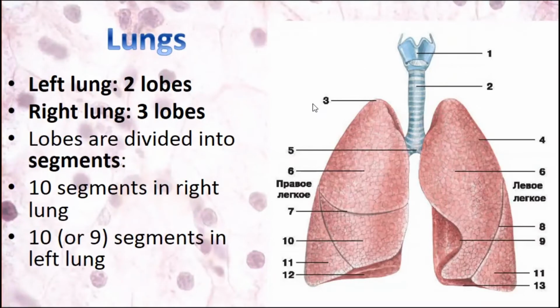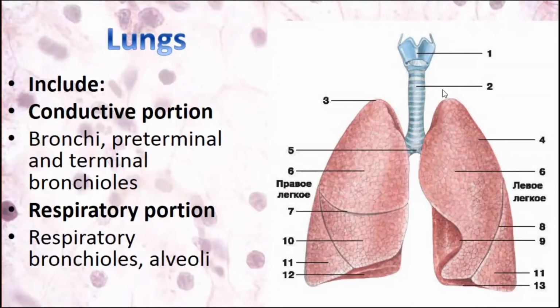So lungs, they have two lobes in the left lung and three lobes in the right lung. Here we can see upper, middle, and lower lobes. And lobes are divided into segments, and in the right lung we have 10, and in the left lung, by different textbooks, we have 10 or 9 segments here. And all those parts of lungs receive air from bronchi, and bronchi are branched in the lungs according to these divisions of the lobes.